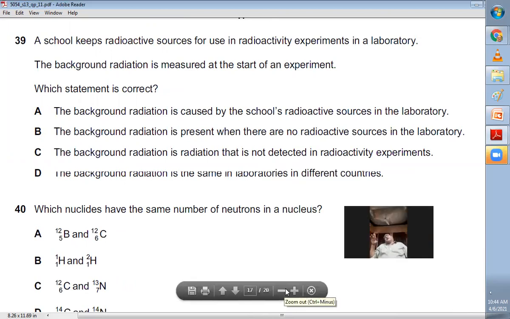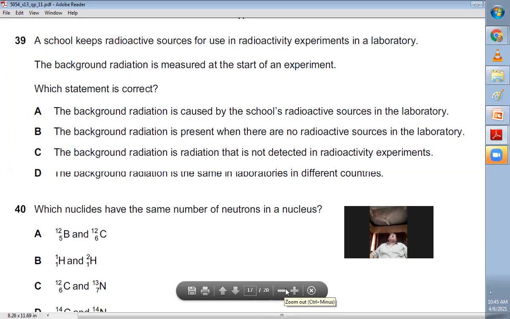A school keeps radioactive sources for use in radioactivity experiments in the laboratory. The background radiation is measured at the start of an experiment. Which statement is correct? The background radiation is caused by the school's radioactive sources in the laboratory. That's wrong, since the sources should be kept safe in lead boxes. The background radiation is present when there are no radioactive sources in the laboratory.